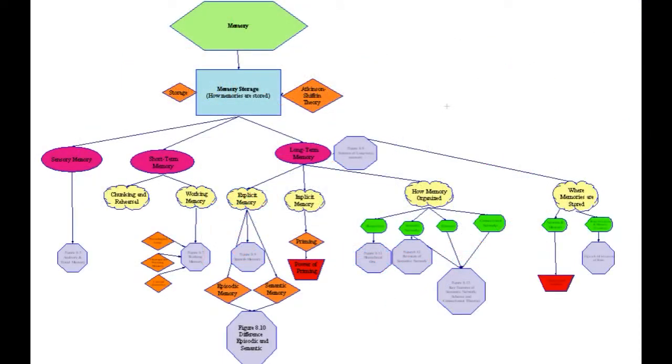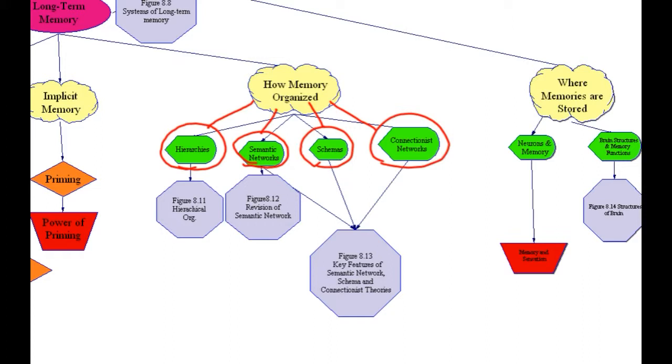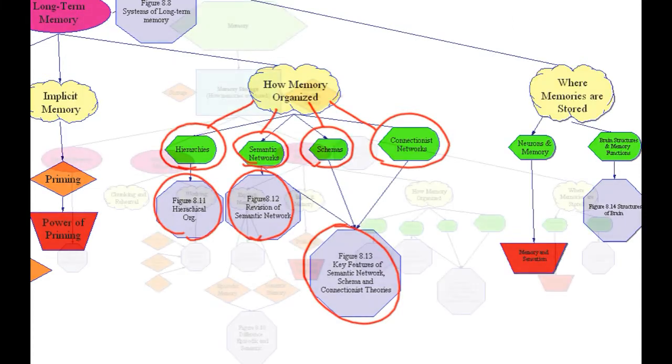In long-term memory, there are 4 level 2 subheadings, but you'll also notice in some of the level 2 headings, there's also a level 3. So in this one, hierarchies, semantic networks, schemas, and connectionist networks are all related to how memory is organized. In this particular part of the text, there are also 3 graphics that are important, each one of them illustrating or explaining a key part of how memory is organized.